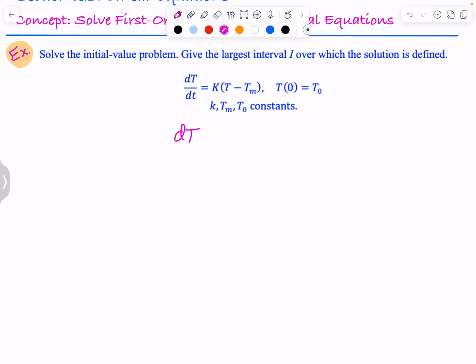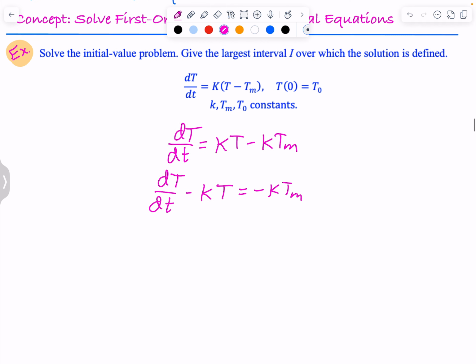So to get it started, I'm going to go ahead and multiply because I see that this is going to have a k capital T. That's my only dependent variable. And then this is going to have a k times T_m. I can put this into our linear form by moving the kT over, because that's our y in this case, and then I have a negative kT_m.